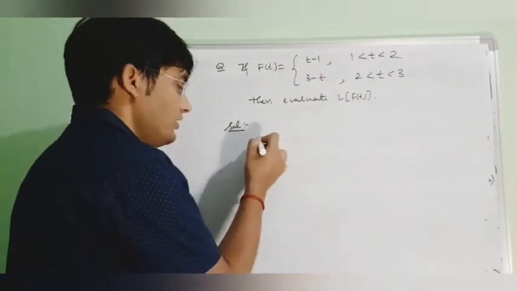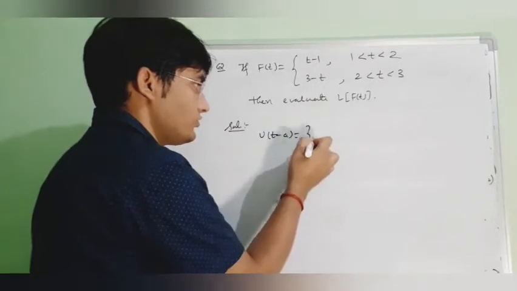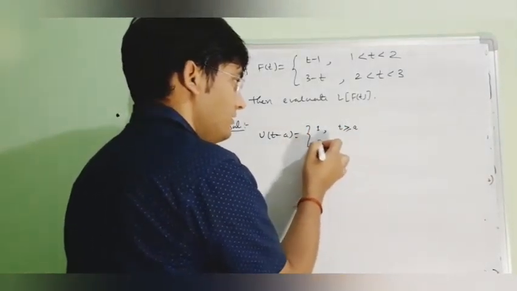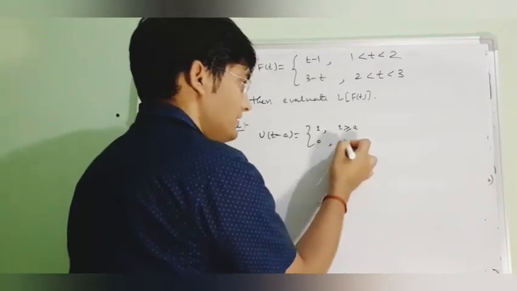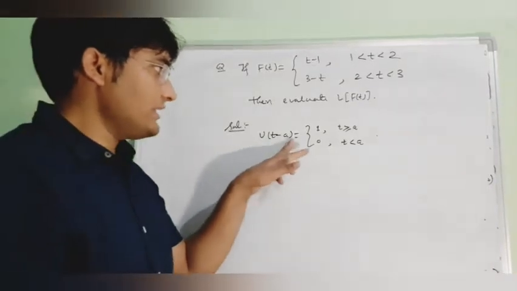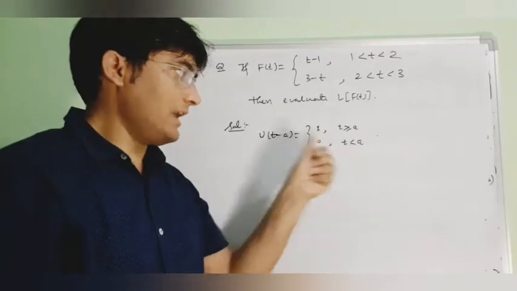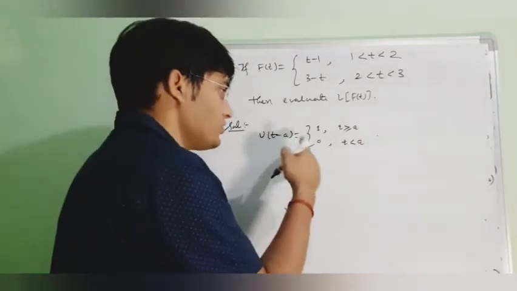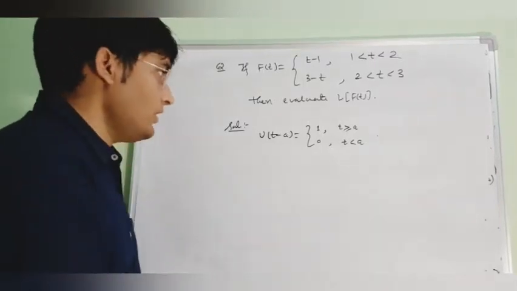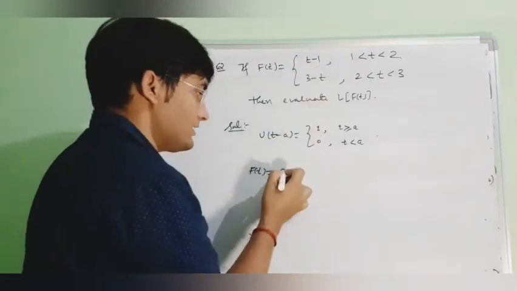So we know that u(t minus a) is equal to 1 if t is greater than or equal to a, and it is 0 whenever t is less than a. Or you can say that this is 1 whenever your t is greater than a. That is all. So let us write f(t) as, now this is your t minus 1.